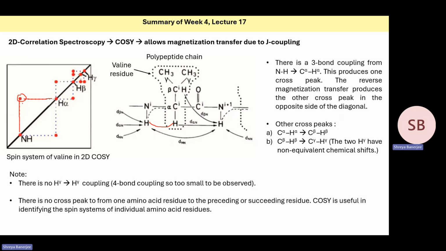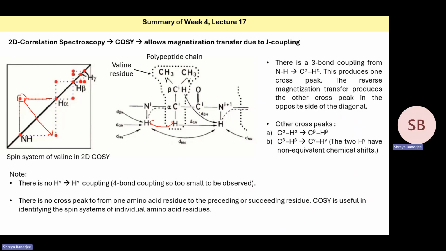Now the mirrored image of this: if you imagine the diagonal is a mirror, this is your mirror image. Suppose the cross peak I have circled is from NH to H alpha, then the opposite, H alpha to NH, will be the mirror peak. So we can only look at peaks on one side of the diagonal, that is enough.